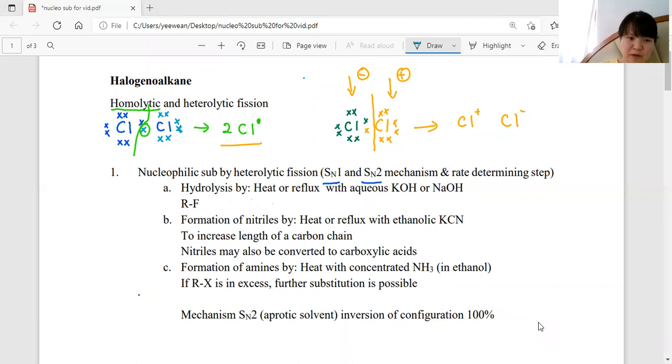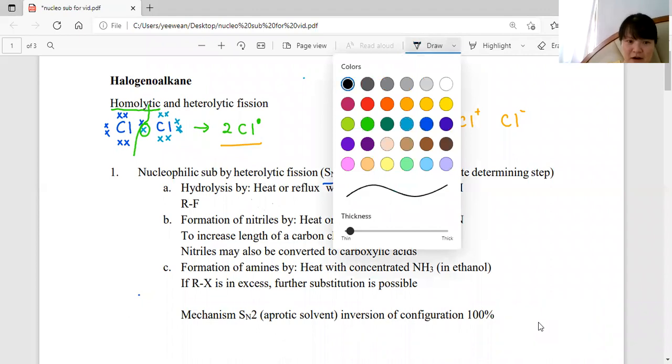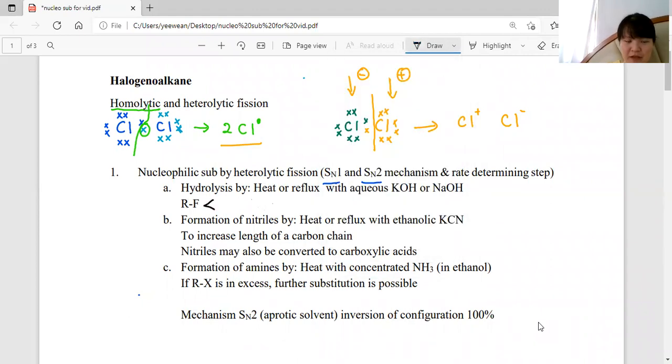The focus of this video would be the nucleophilic substitution mechanism. But if you know how to draw one, you would know how to draw all of this because they all look the same. And RF, or a halogenoalkane that has a fluoro, would be the slowest compared to RCl, and that would be slower than RBr and slower than R iodide. This is because RF is the shortest, the bond is the shortest, so it's the strongest. That is why the rate of reaction would be the slowest.